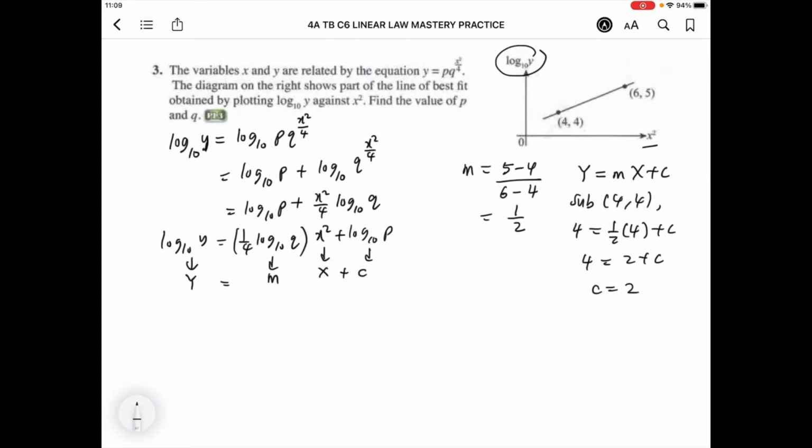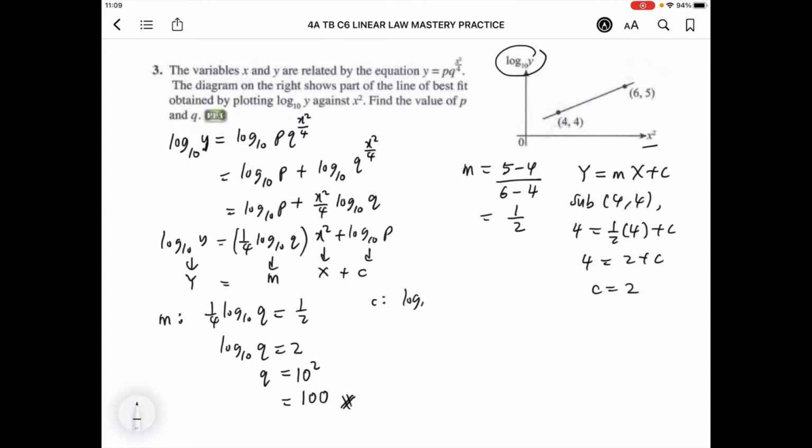Let's just compare. Now let's compare the gradient from the equation. I got 1 over 4 log 10q, and the gradient from the graph is 1 over 2. So log 10q, take the 4 times over, 4 times half is just 2. And q we can change from logarithm form to index form. You can write q equals 10 power 2. If you're unsure, you can even use your calculator. You can press shift log, then you can see 10 power 2 on your calculator, press equals, your q is 100.